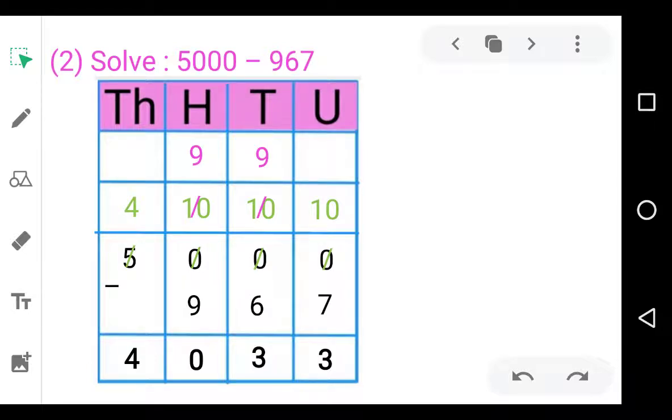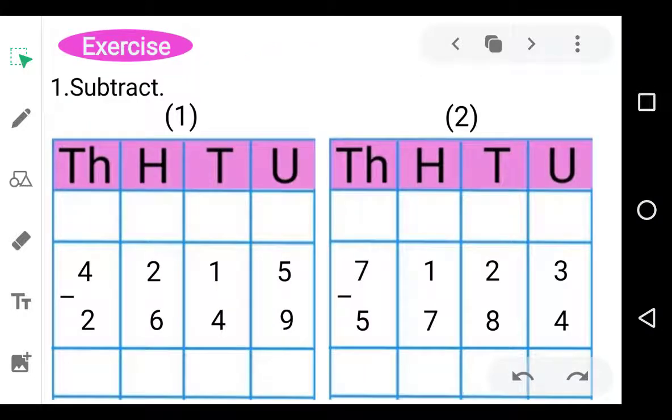Now let's solve the exercise, textbook page number 25. See, the first question is subtract. Here the numbers are already arranged. We have to just find the difference or subtract. Subtract the given numbers. So let's solve and find the difference. See the first one. Here the numbers are given, 4215 and 2649. Here we have to subtract 2649 from 4215.